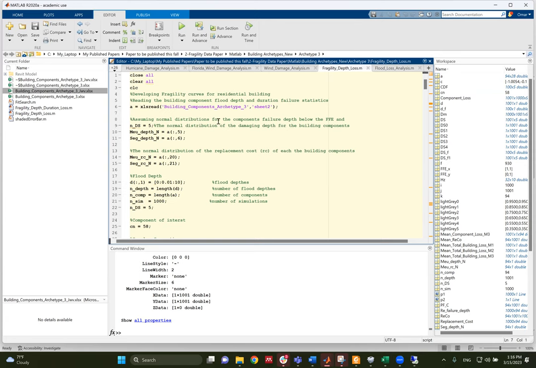The next thing is to extract data from this Excel sheet. I'm naming the data in the sheet A, and the first thing I'm writing here is assuming a normal distribution for the components' failure depths below the various floor elevations. You can assume that this distribution is log normal, and it makes sense. What I did here is I made a normal distribution and took the absolute value so that I can get rid of the negative values.